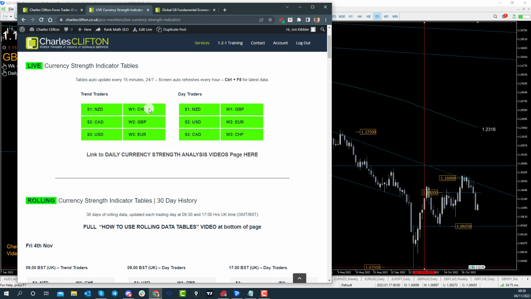On the weak side of things, we have the Swiss franc, which is W1 on our trend traders, W3 on our day traders. We have pound, which is the second weakest on our trend traders, but tops the chart as the weakest on the day traders. We then have euro, which is W3 on the trend traders, but is the second weakest on the day traders.